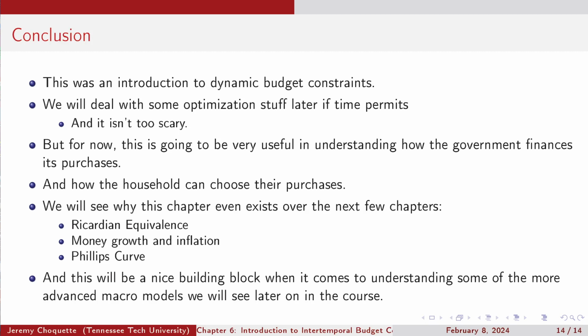Now, we're going to see why the chapter even exists over the next few chapters, covering Ricardian equivalence, money growth and inflation, and the Phillips curve. But this is a decent building block just when it comes to understanding some of the more advanced macro models that we're going to see later on in the course, like the real business cycle and new Keynesian models. But again, that's a little bit later. We're just kind of setting the stage right now for the fun stuff that comes over the next couple weeks and really the next 2 months.